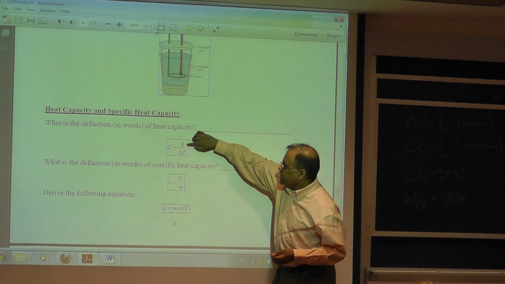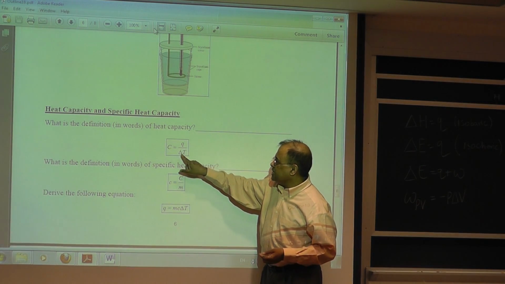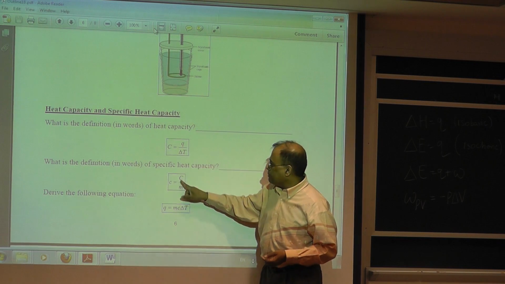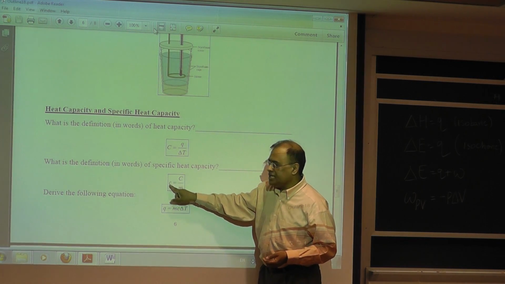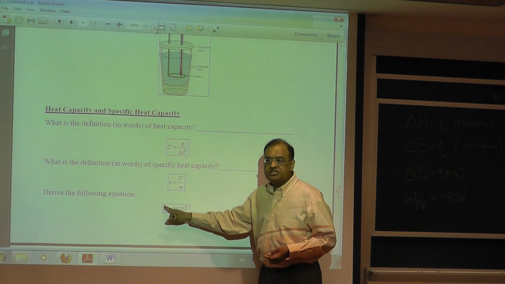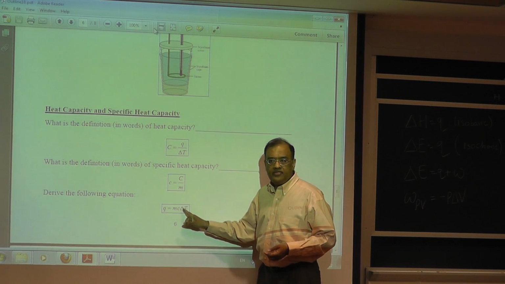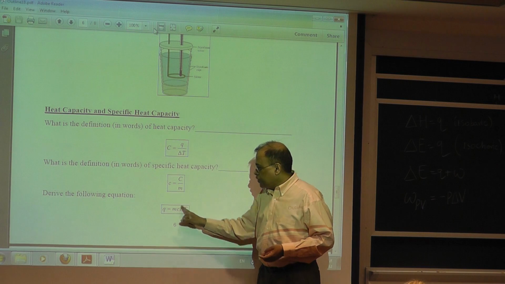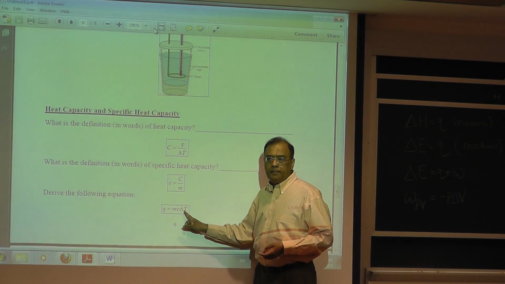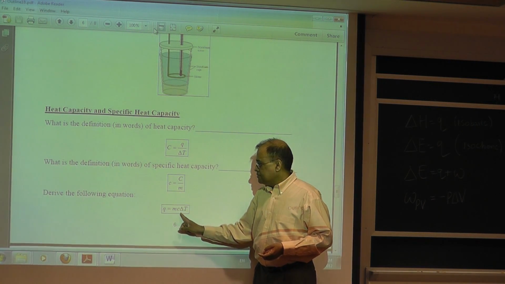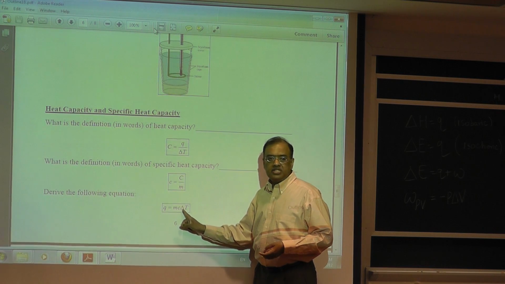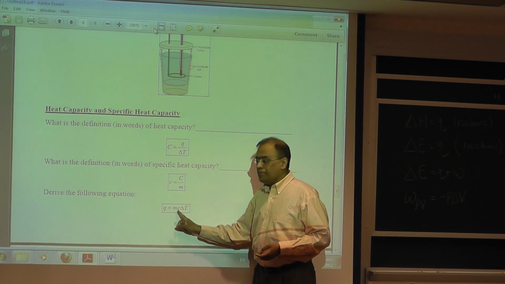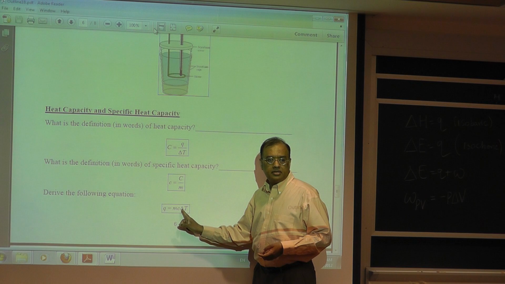Okay, so you can see that Q is equal to capital C times delta T, but capital C is M times C, therefore Q is equal to MC delta T. Very, very important equation. You will be given this equation, but I think you will use this equation in so many different courses, it may not be a bad idea to memorize it.